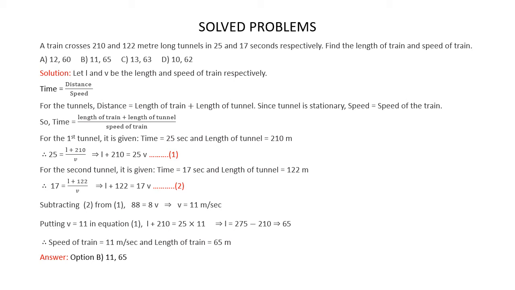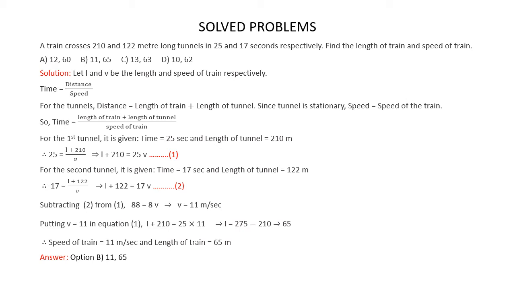Now since we know the value of V, let's put the value of V in equation 1. Now putting V is equal to 11 in equation 1, we get L plus 210 is equal to 25 multiplied by 11. On solving this, we get L is equal to 65. That is, length of the train is 65 meters.